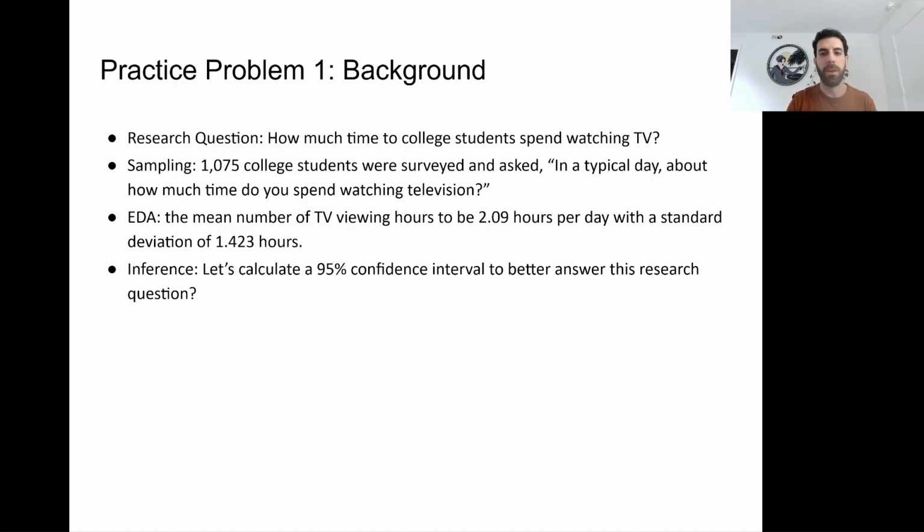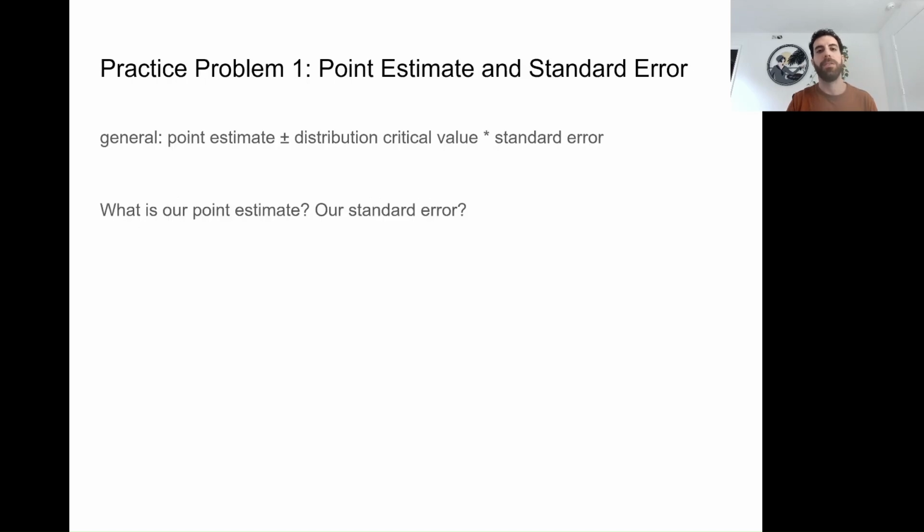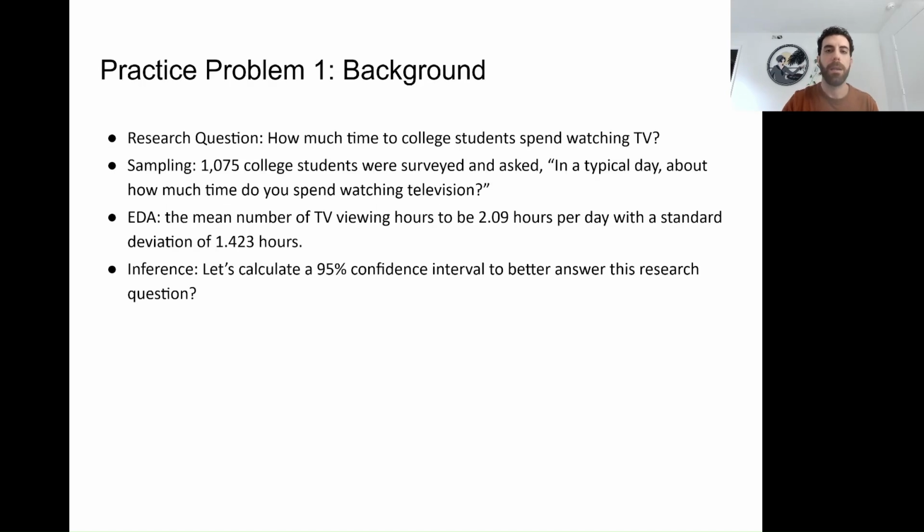Again, we'll use the standard 95% confidence interval. So this is our general formula. I want you to take a minute and think what you would use as the point estimator and what you would use as the standard error in calculating this confidence interval. And I'll flip it back to the information we got from EDA and about sampling to help you come up with those values.